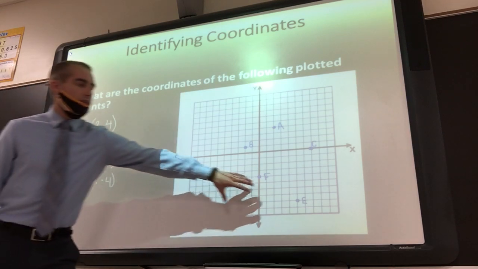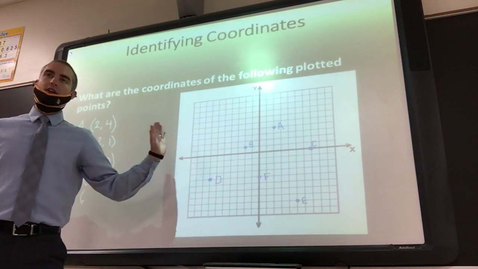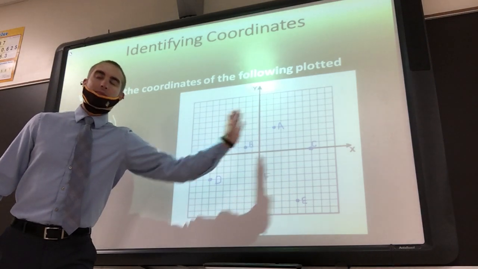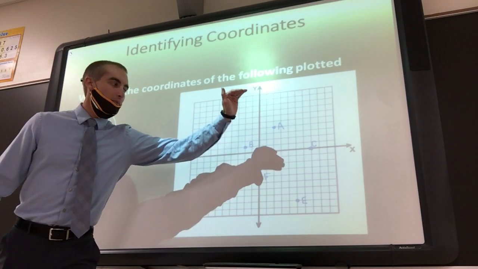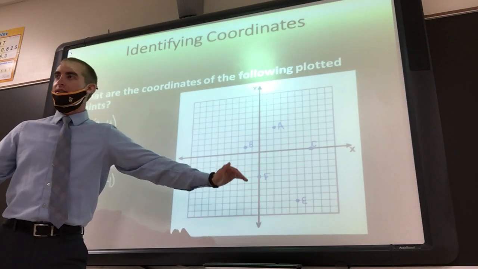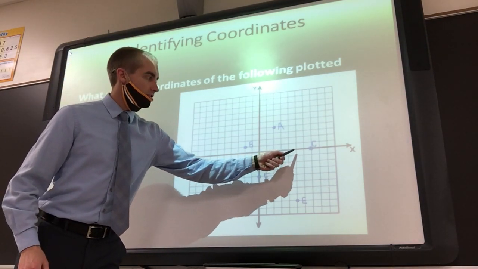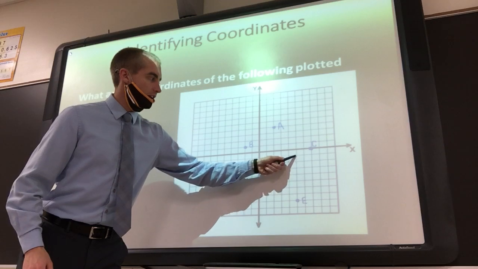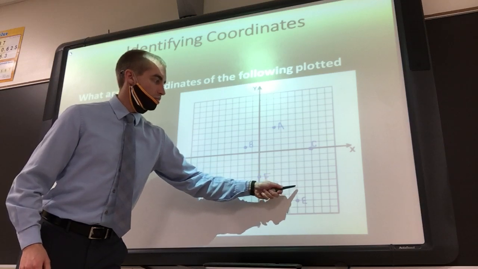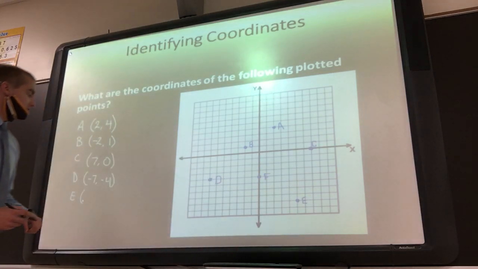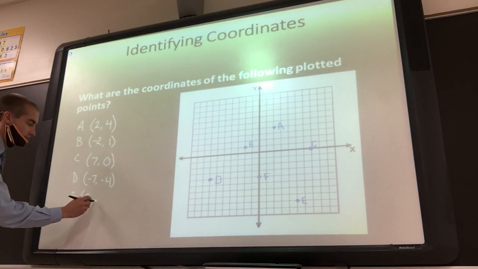Okay, E. So notice E, I've gone to the right, so I'm positive in the x direction, but I've gone down, so y is going to be negative. So we're going to go over positive 5 and then negative 8. Positive 5, negative 8.